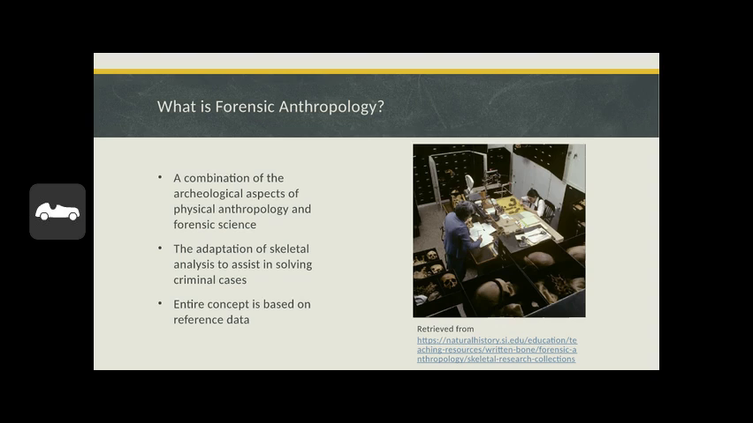The entire concept of forensic anthropology is based on reference data. This data comes from the Smithsonian National Museum of Natural History, where over the years, physical anthropologists have amassed a collection of over 33,000 skeletons. All of these skeletons have been measured and analyzed, and all of this data has been placed into a reference database that can be applied to even modern skeletons of today.